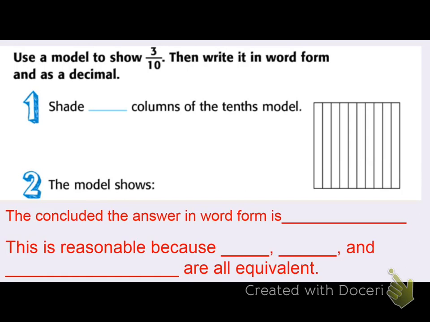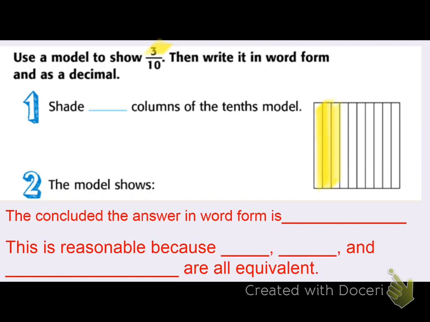All right, Bobcats, example 1. Use a model to show 3/10 or 3 out of 10. Then write it in word form and as a decimal. Well, step 1 we just talked about is shade the model. So I'm going to go ahead and shade 3 parts out of 10. So 1, 2, 3.